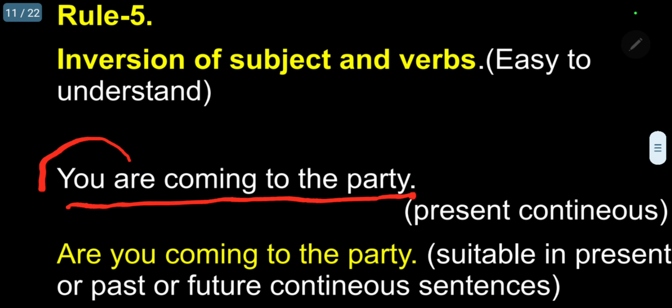Simple. So now suppose from the sentence I am questioning, are you coming to the party? For this question the reply should be yes, I am coming to the party. Otherwise no, I am not coming to the party. So to convert from the answer to the question, simply interchange the verb and the subject. This is suitable in present, past or future continuous sentences.